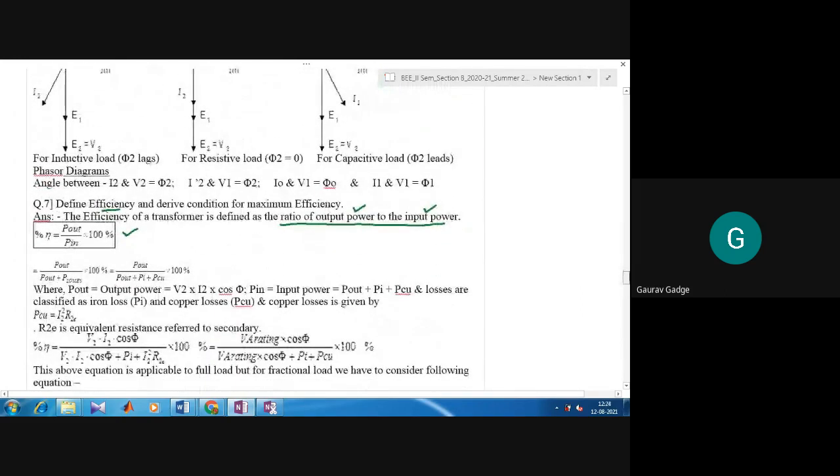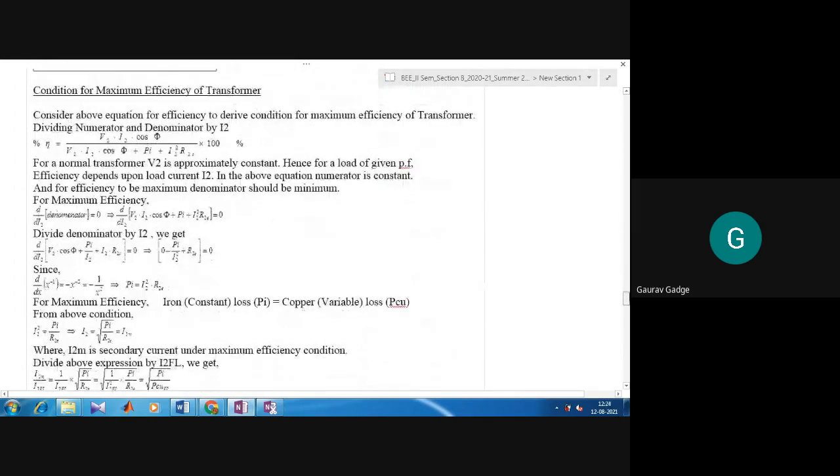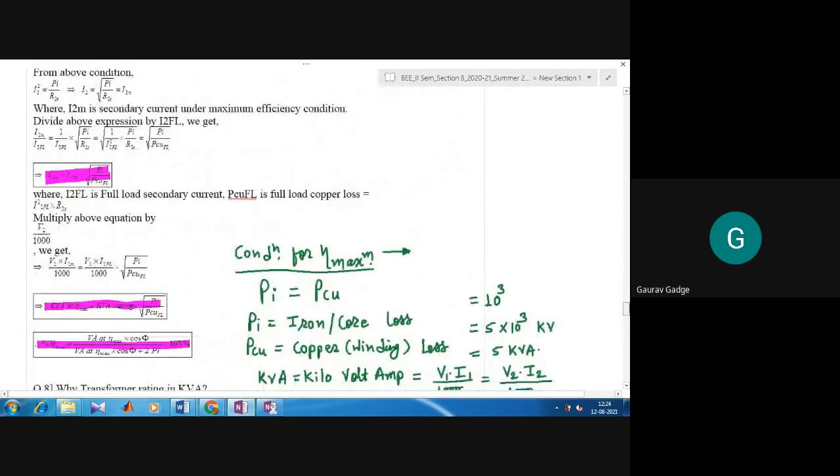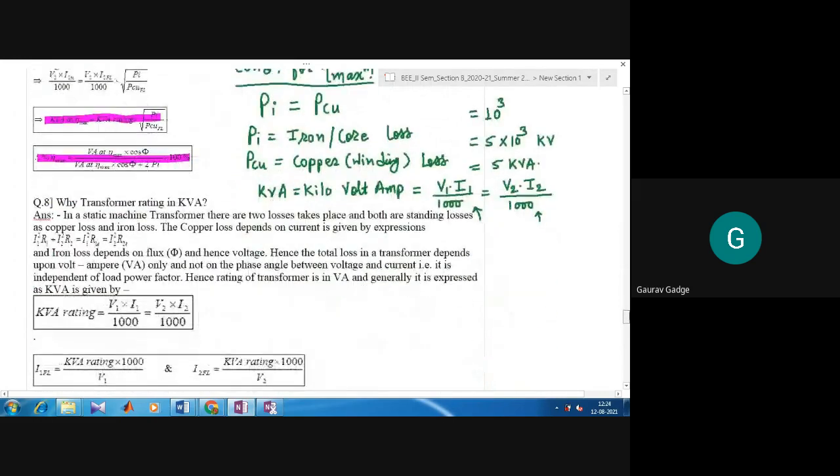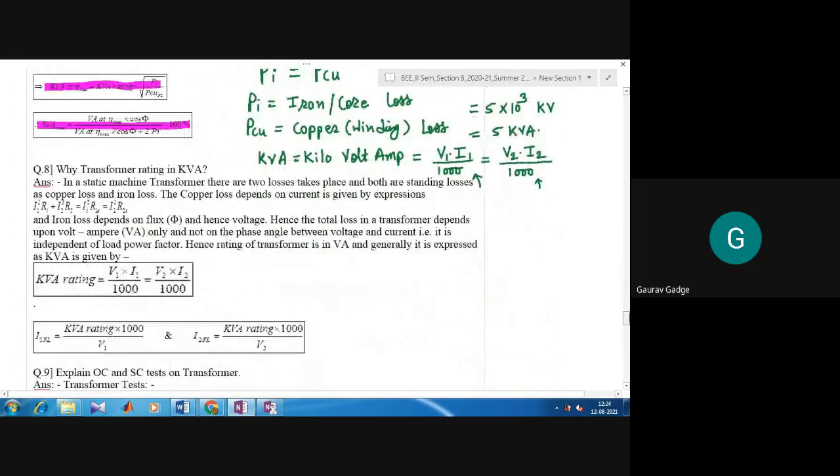Efficiency is given by output power upon input power. Here is a small derivation. The condition for maximum efficiency is that iron loss is equal to copper loss. Please remember that. Then transformer rating is given by kVA. Even generator rating is also given by kVA, kilovolt ampere. So kVA is equal to V1 I1 upon 1000, and it is equal to V2 I2 upon 1000.